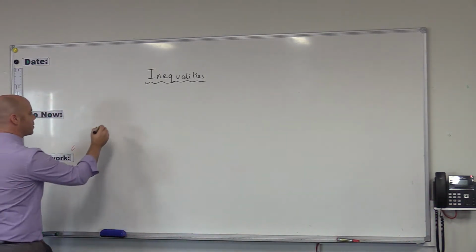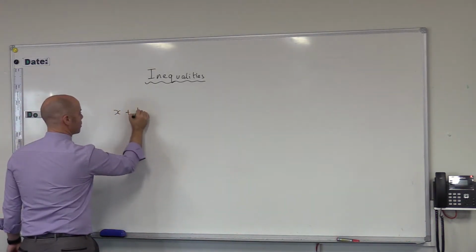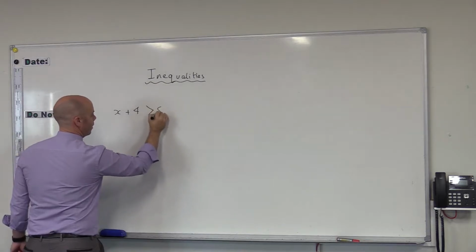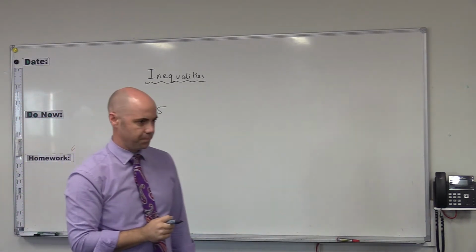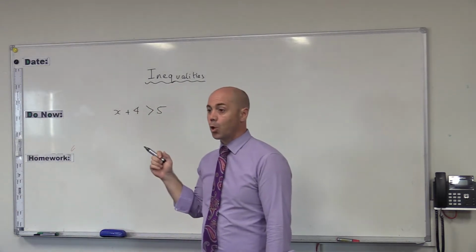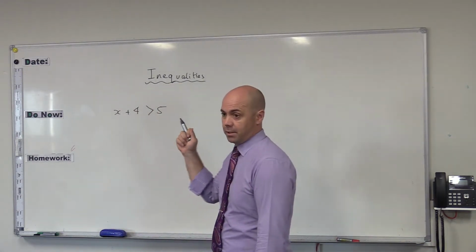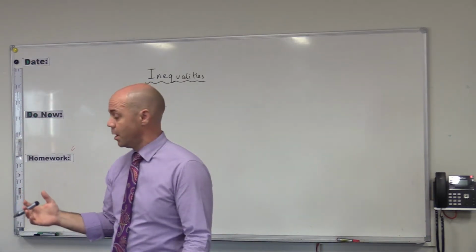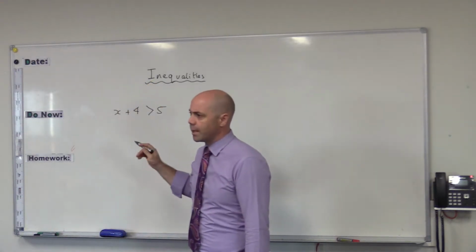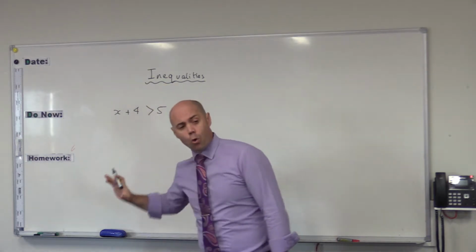Those things. And so we might have something that looks nice and simple to start with. X plus 4 is greater than 5. And once again, what's a number that could fit in there? Ash? 2. X can be 2 because 2 plus 4 is 6, which is greater than 5.